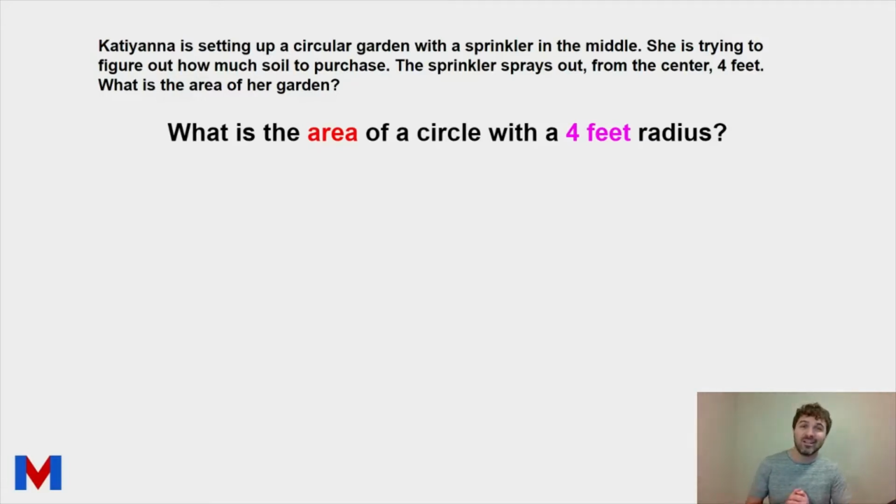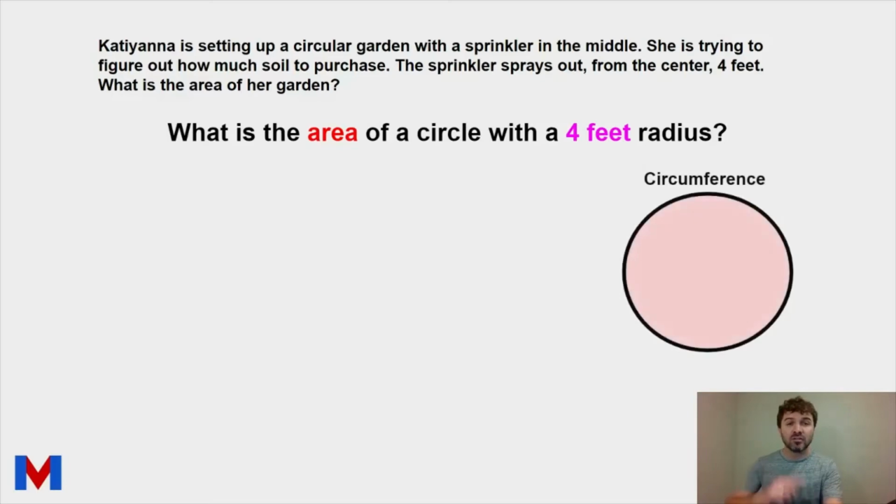Okay? And again, before we get into this, we need to make sure we understand the different parts of a circle. So the circumference is that distance around, and the area is that space inside that circle. We have the diameter, which is that distance all the way across the circle. And we have the radius, which is that distance halfway across the circle.